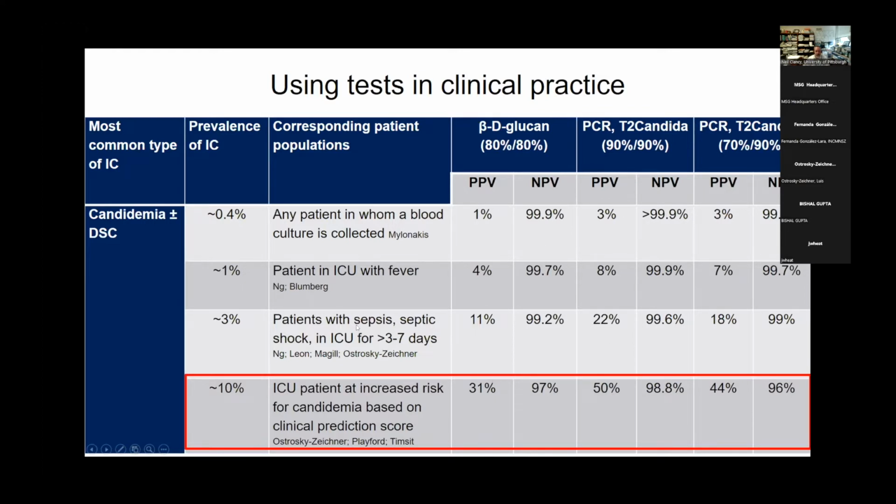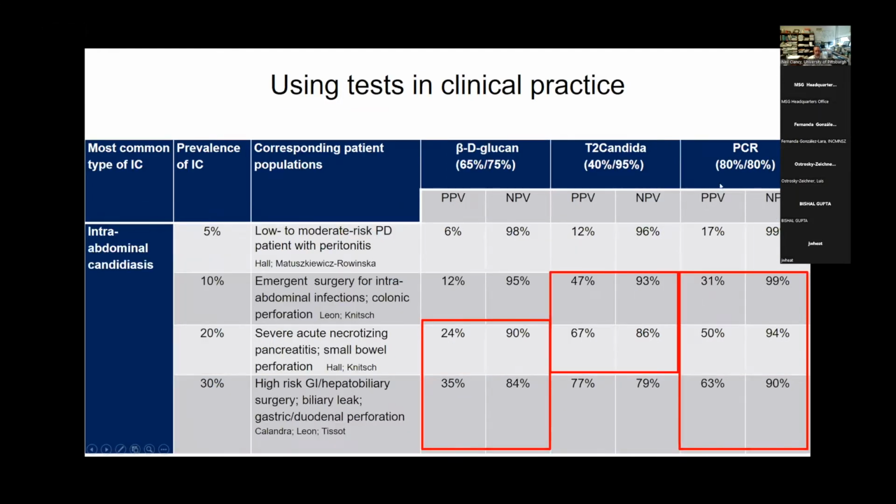However, if you look at the sepsis all-comers cohort with a 3 to 5% pretest likelihood, then your positive predictive values are going to be marginal. So the utility in the MICU for candidemia for these tests is probably going to be somewhere between all comers with septic shock and then people who are fulfilling diagnostic predictive criteria.